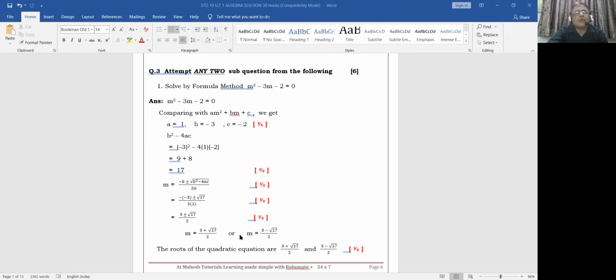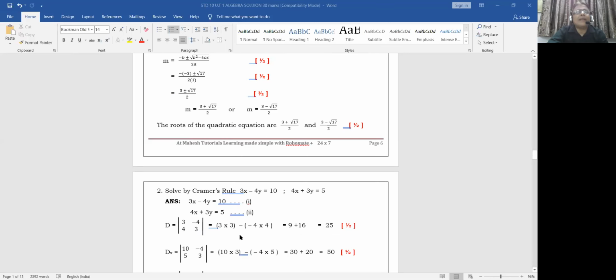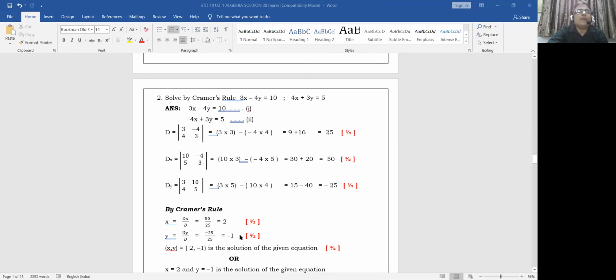Okay, the next one. Solve by Cramer's rule. Again, first equation number 1 is 3x minus 4y equal to 10. Equation number 2, 4x plus 3y equal to 5. Variables to the left, constants to the right. Okay, first I'll go with D. So the value of D, if you are getting 25, give half mark. Then I go to Dx, value is 50, give half mark. Then Dy, value is minus 25, give half mark. So 1.5 marks for the determinants.